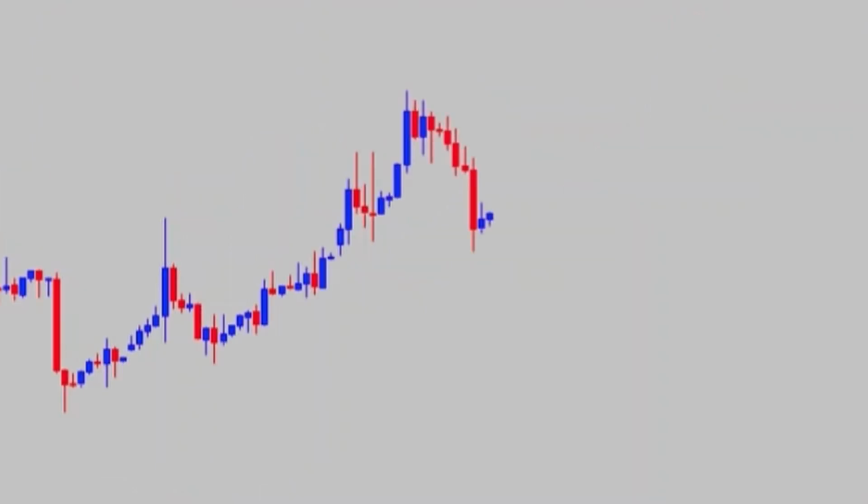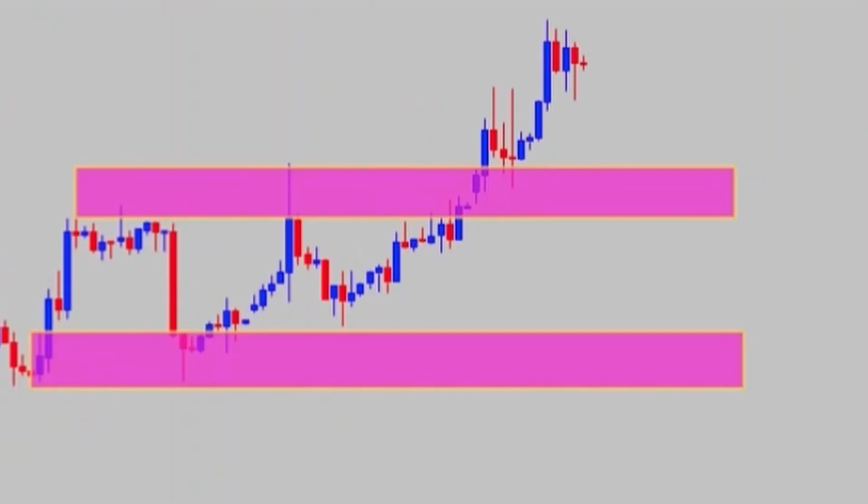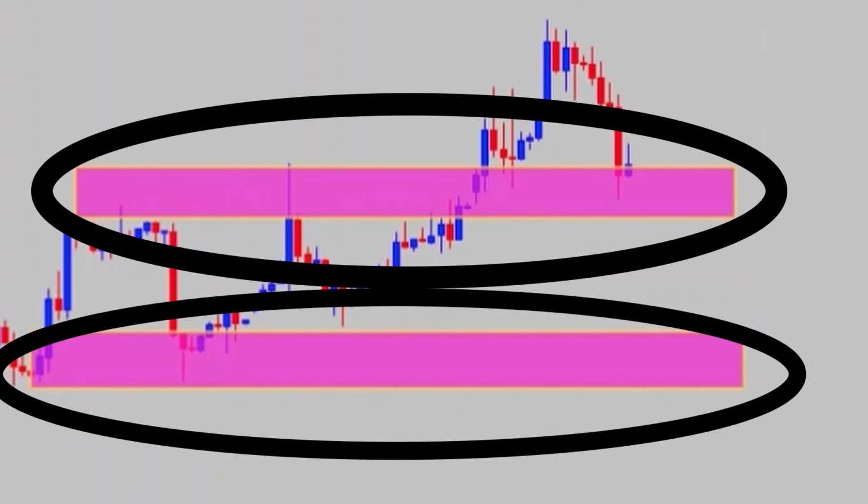The price has started to weaken and hence, the correction move has started. Now let us analyze and draw the key levels on the chart. There are 2 key levels in this chart. The first is this resistance zone, which may turn into a flip zone. And the second is this order block zone.